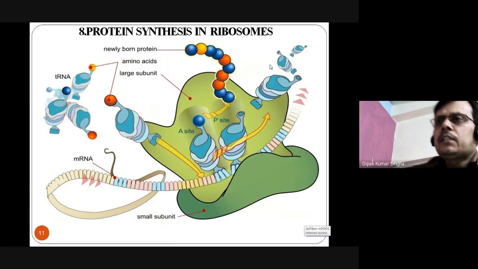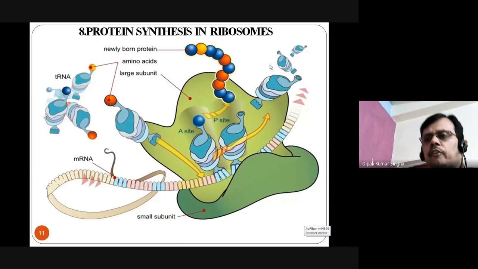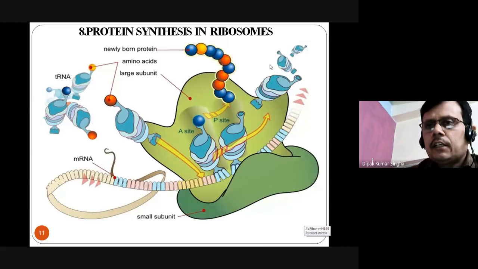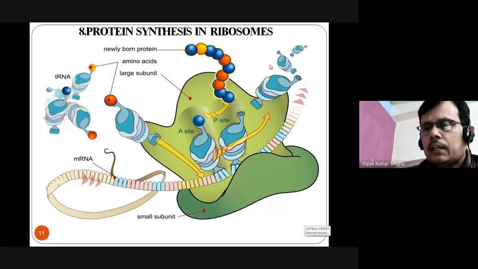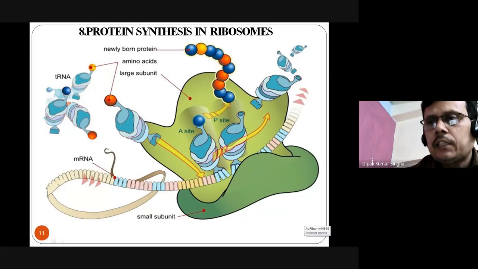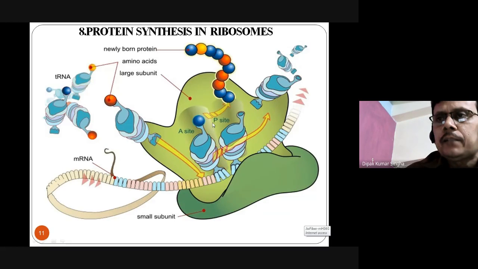Now, how is protein synthesis carried out in the ribosome? Be careful. In the ribosome there are two subunits. In a prokaryote, one is the 50S and the other is the 30S. The small subunit is 30S and the large subunit is 50S. There are three sites: the A site, the P site, and the E site.